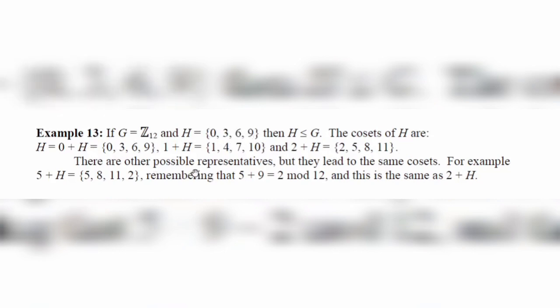There are some other representatives, but they lead to the same cosets. For example, if I add 5 to it, I'll get 5, 8, 11, 2, remembering that 5 plus 9 equals 2. How? Because we are concerned with mod 12, and this is the same as 2 plus H. So as we move further, we'll get the same elements.